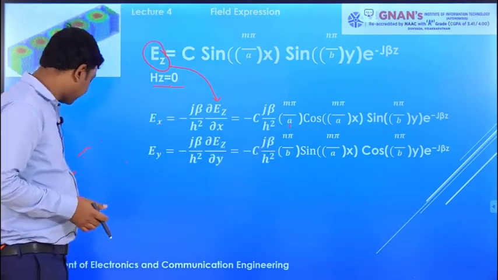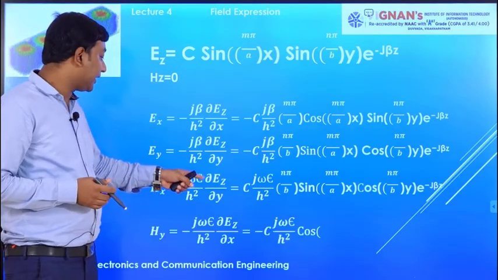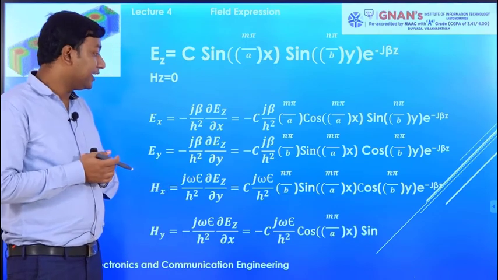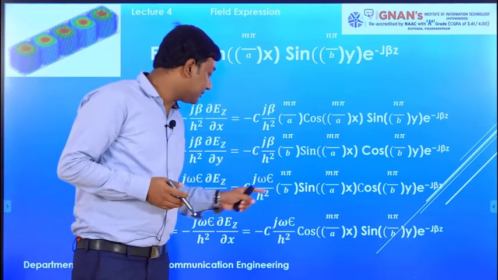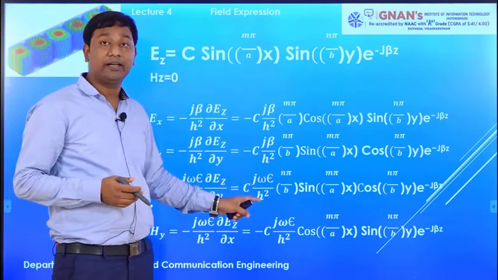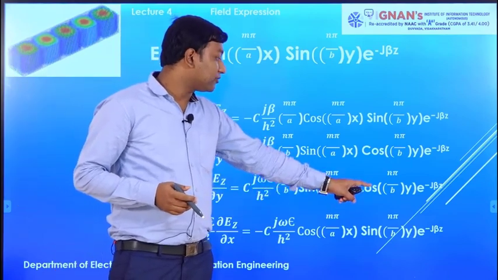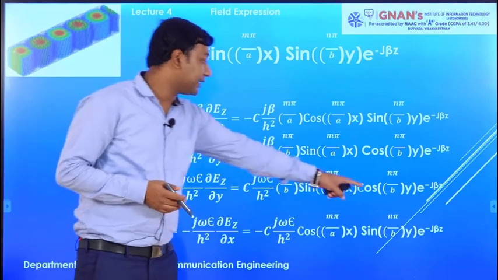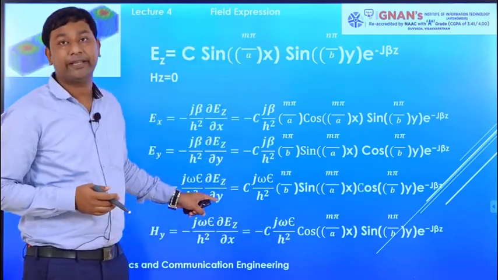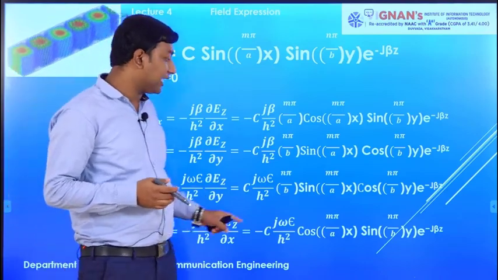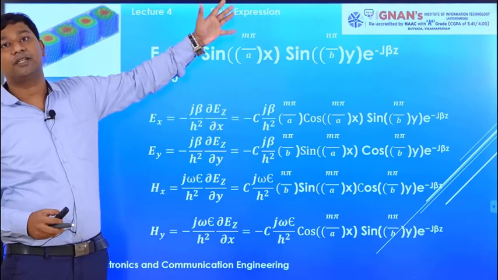Now coming to Hx and Hy. Hx is j omega epsilon divided by k c square into dou Ez by dou y. So we get the expression C j omega epsilon divided by k c square times n pi by b, which is the constant. The sine term gives a cosine term, and the other part will be the same because it is the partial derivative for y. Similarly, we find Hy. That is the complete field expression for the transverse magnetic mode.